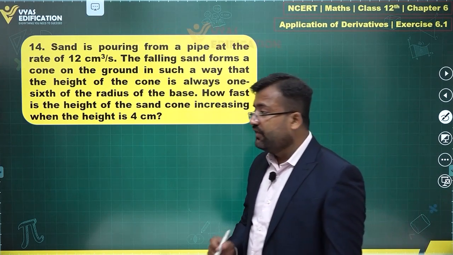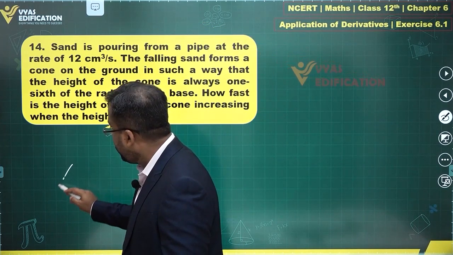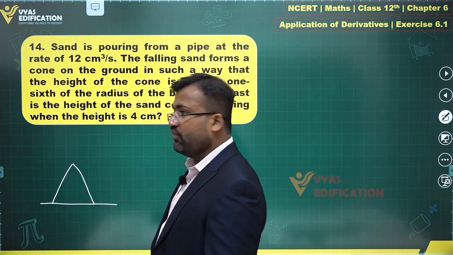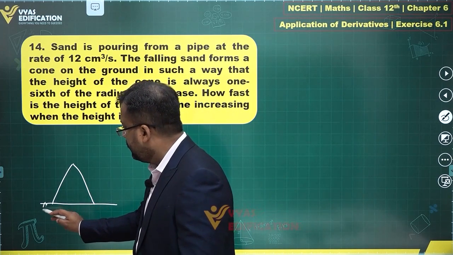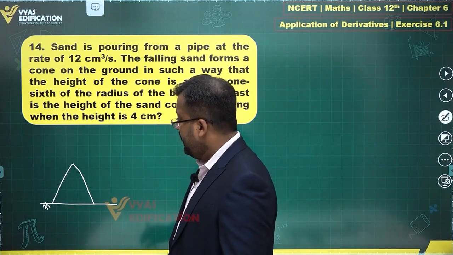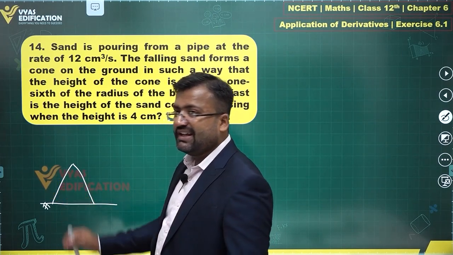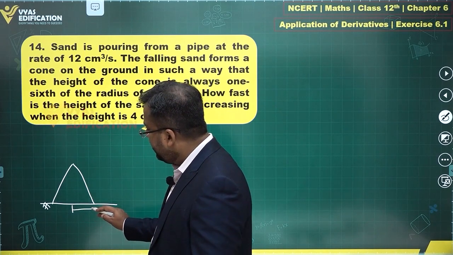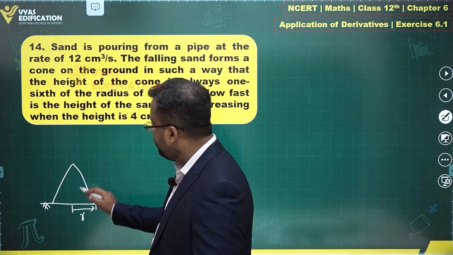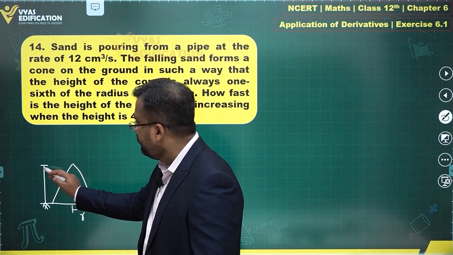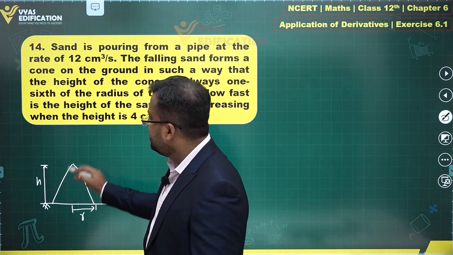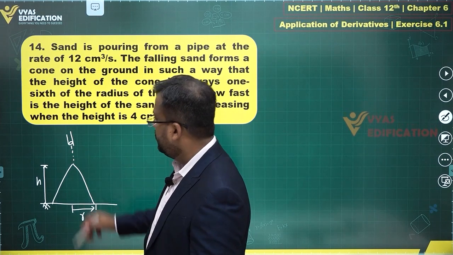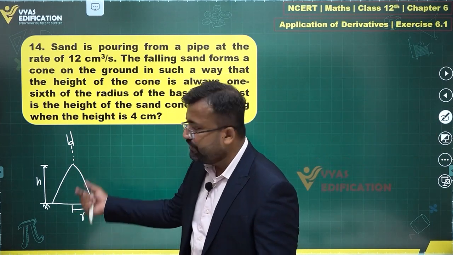Let's talk about the diagram first. So on the ground, you'll be having a conical sand pile. This is the ground. And the cone from the side angle will look like this. You can draw a circular over here, but this is the radius of the cone. I can mark the radius in this manner. And this here will be the height of the cone. Sand is pouring over here, sand is pouring from a pipe, and we are getting a cone formation.